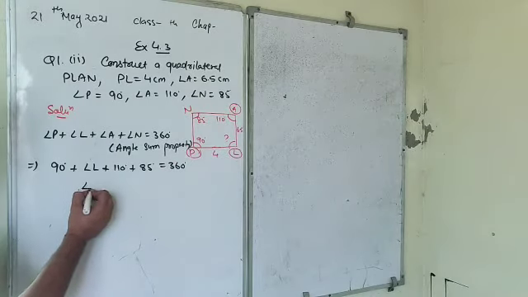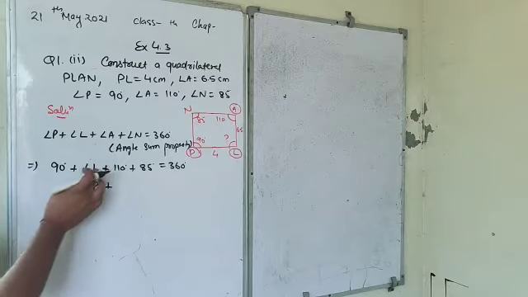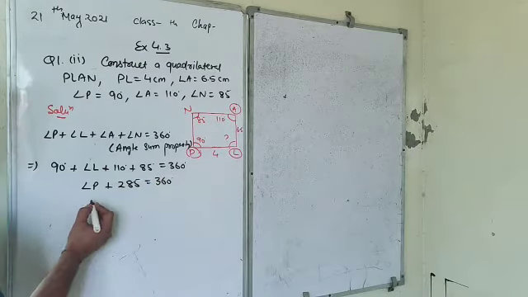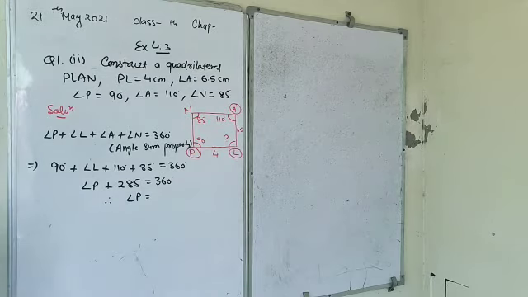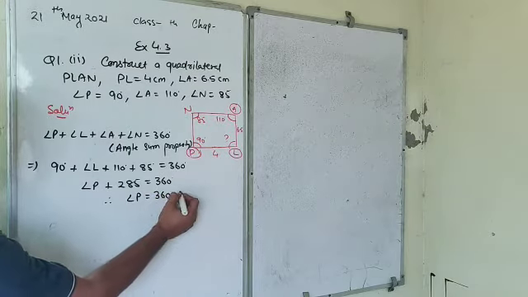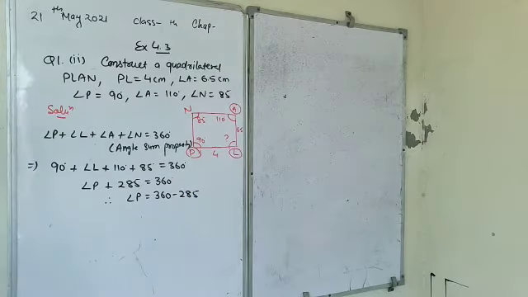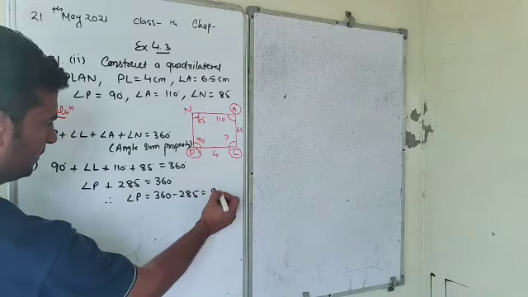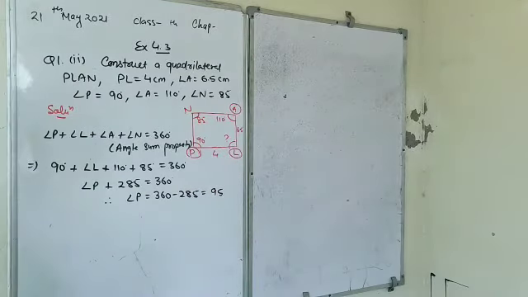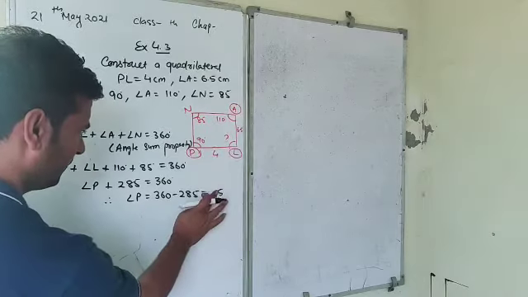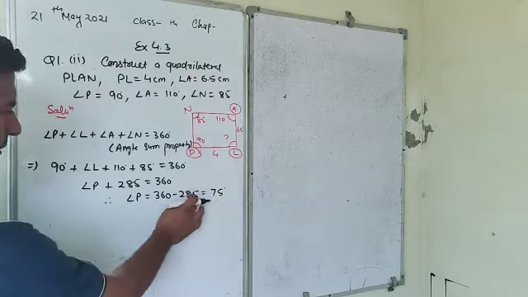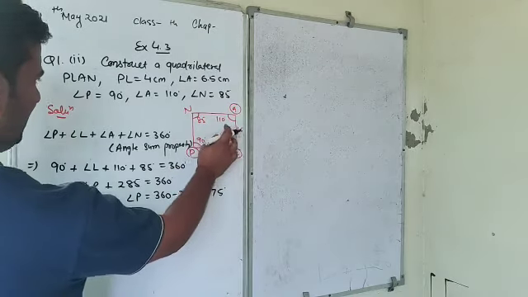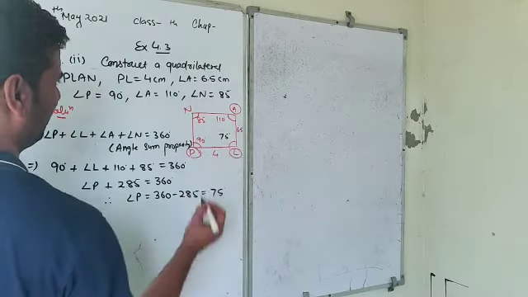Okay. Now angle L plus, add all these, 110 plus 90, 200. So 285. 360. So therefore angle L is equal to 360 degree minus 285. On the subtraction, what do we get? It is 75. 90, 290 plus 70, 360. Okay, 75 degree. Now angle L will be equal to 75 degree.